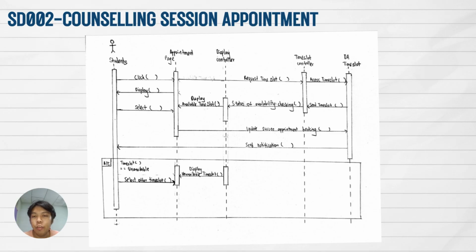So this is SD002 for counseling session appointment. The view layer is the appointment page for the students. The display controller functions to display different output based on the input sent by the time slot controller. The time slot controller functions to check whether the time slot is available. And then the data access time slot acts as the database providing the working time slot. And the alternative flow is when the time slot controller shows an available time slot.